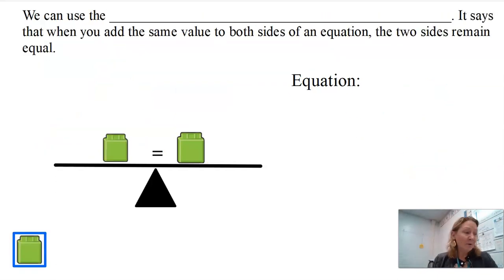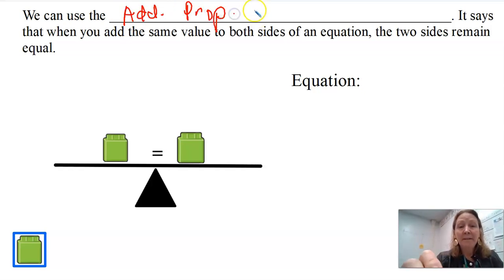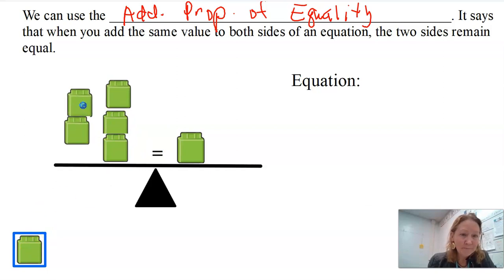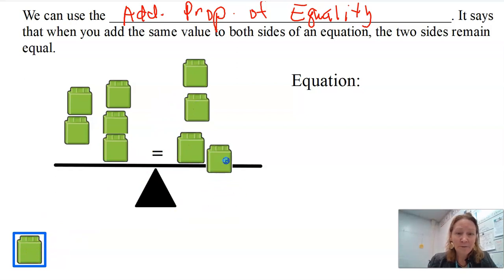Okay, so now we're using the addition property of equality. I'm going to abbreviate the addition property of, and then I write out the whole word, equality. So it says that when you add the same value to both sides of an equation, the two sides remain equal. So, for instance, I'm not going to put this many pieces on, but let's say I had a whole bunch of pieces, and I came up with an equation with a big number to show you, but I just want to show you if I just added 4 to this side, all I have to do is add 4 to this side, and of course 5 equals 5, and now they're balanced.